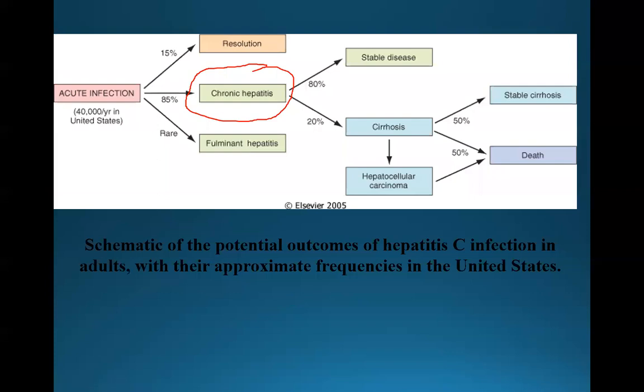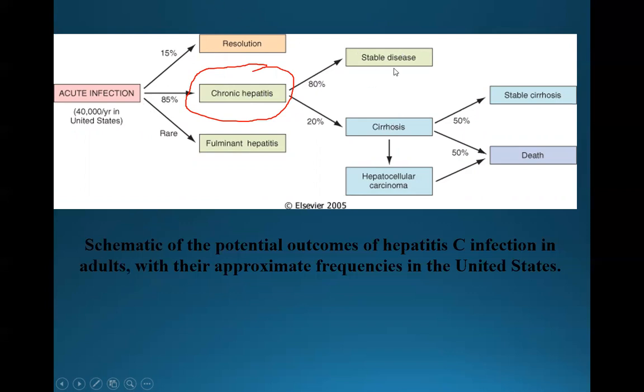Okay, so look at this beautiful graph here. If you look here, you will see that the vast majority of cases of hepatitis C are going to end up with chronic hepatitis. And the vast majority of those cases are going to end up with chronic hepatitis, but with stable disease. And in 20% of the time, there's cirrhosis, likelihood of death, and before that, hepatocellular carcinoma.